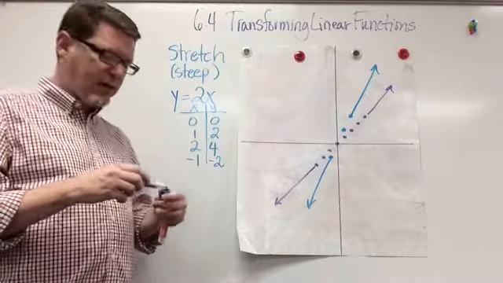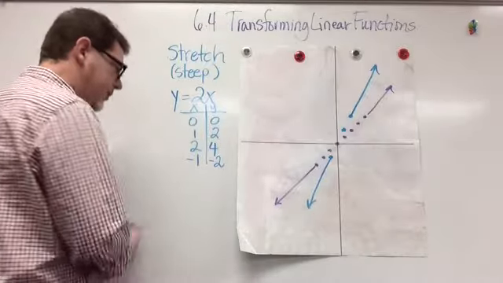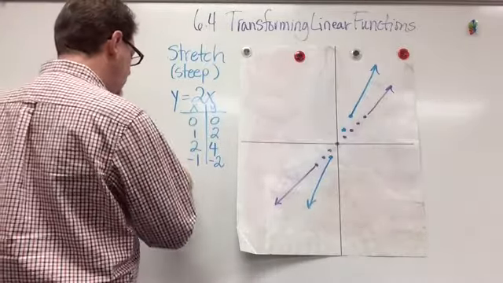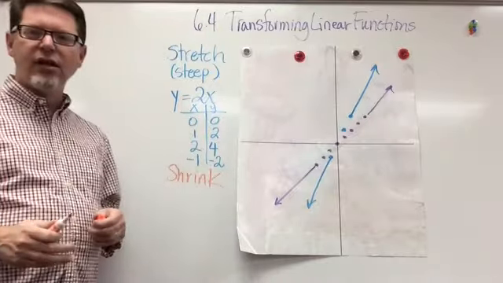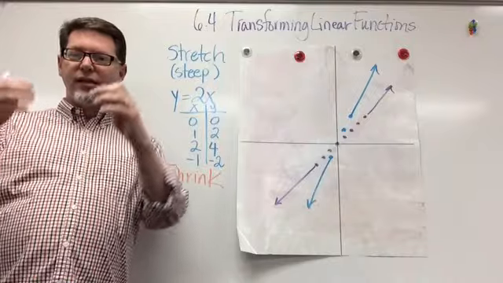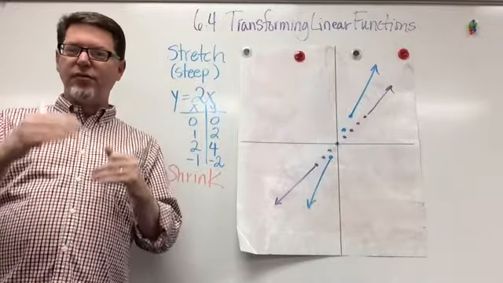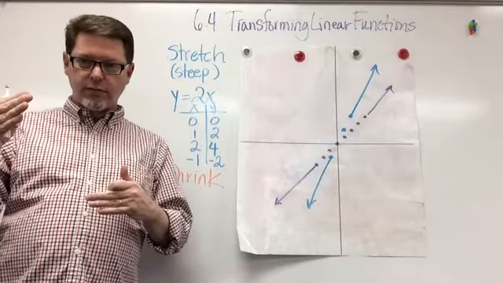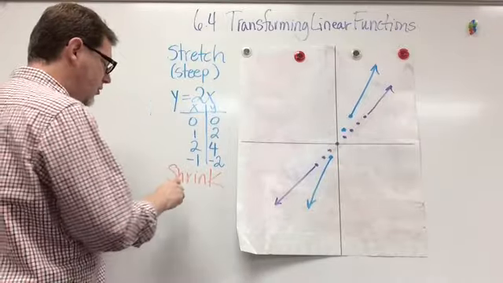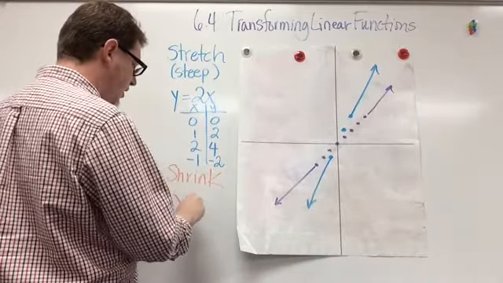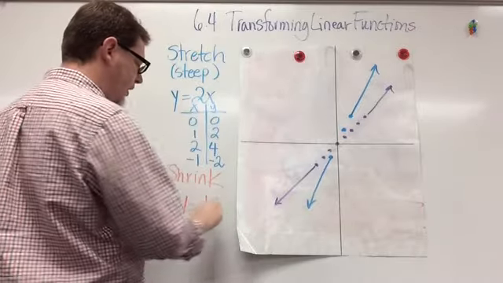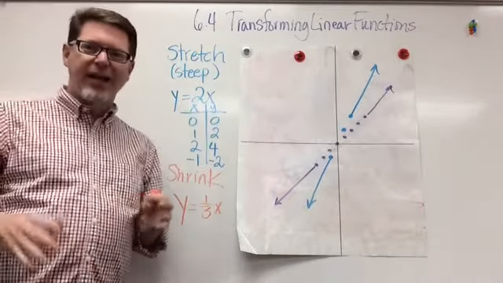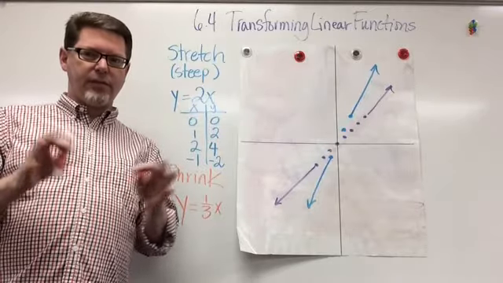So let's look at what the shrink would be. I'm going to do that in orange. A shrink happens when the slope is between 0 and 1. Okay? So the shrink happens if, for instance, I have y equals 1/3 x. This one I'm not going to make a table because it'd be kind of crazy.